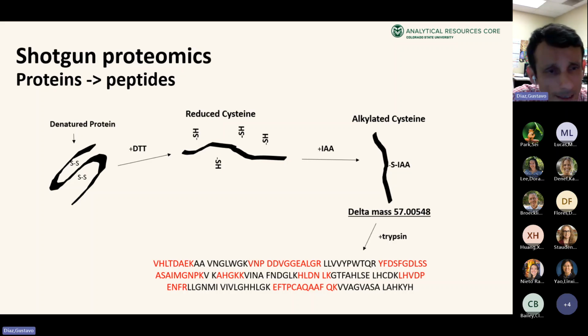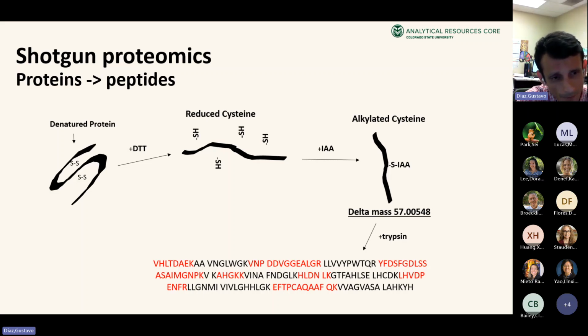So generally speaking, we use for metaproteomics something known as shotgun proteomics. It's very similar to what we do in single proteomic studies. In shotgun proteomics, what we want is to turn the proteins into peptides. So we denature the protein, we reduce those cysteine bridges, and then we alkylate them so they don't form again. That will create a modification in the mass of the cysteines of 57 Daltons. And then we use an endoproteinase such as trypsin to cut the protein into peptides.